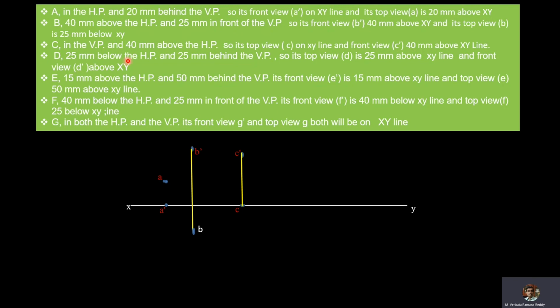Next D, 25 mm below the HP and 25 mm behind the VP. That means this point is in the third quadrant. So D dash is 25 mm below the XY line and D is 25 mm above the XY line. Next E, 15 mm above the HP, 50 mm behind the VP. That means this point is in the second quadrant. So both the views come above the XY line. Its front view E dash is 15 mm above the XY line and top view E is 50 mm above the XY line.